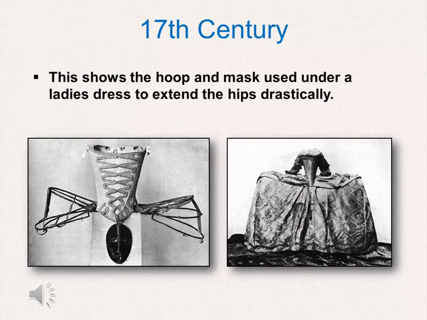This slide shows the hoop and how it was used to extend the hips. The mask was used by ladies to wear in front of the face when outside. This prevented the lady from getting a suntan. For a lady to have a suntan meant that she worked outside, and this would have been unacceptable to court society.